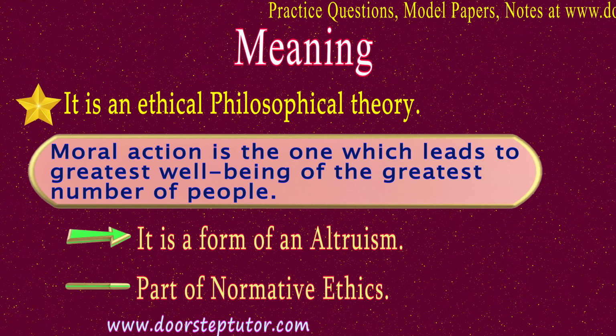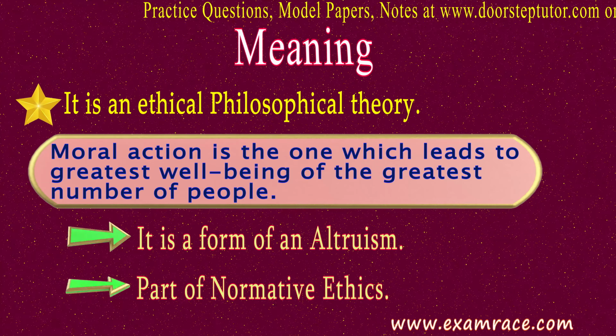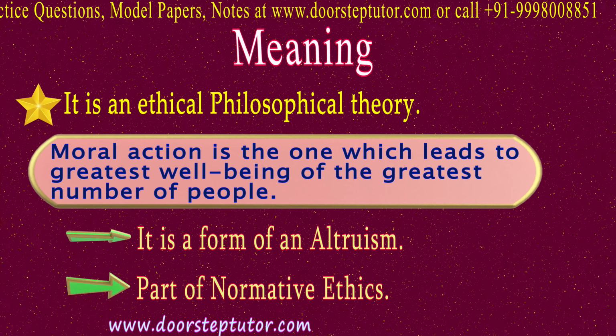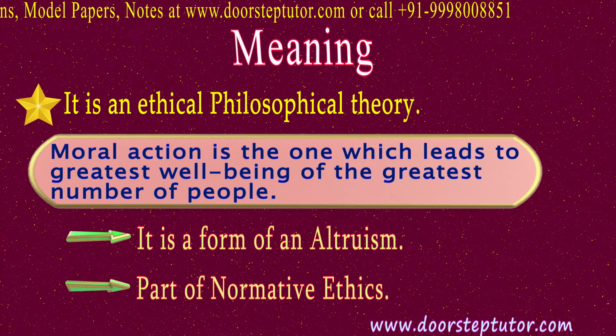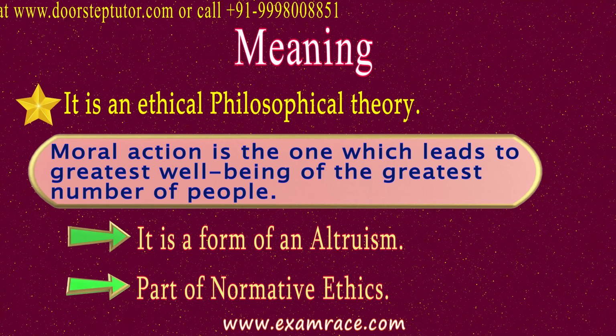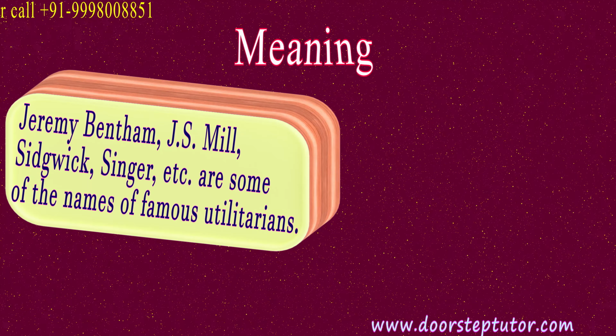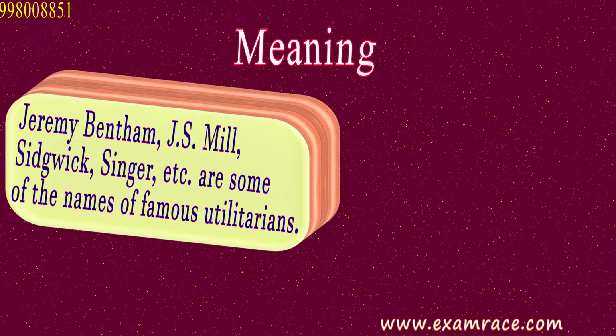Utilitarianism is an ethical theory which is a part of normative ethics. Now, normative ethics is a part of moral or ethical philosophy which deals with the study of an ethical action. In other words, what actions are regarded to be moral and immoral in nature are studied under the concept of normative ethics. Jeremy Bentham, J. S. Mill, Sidgwick, Singer, Popper, etc. are some of the famous names of the utilitarians. Also note, the concept stemmed around the 18th century.